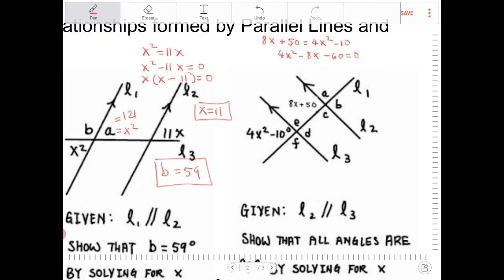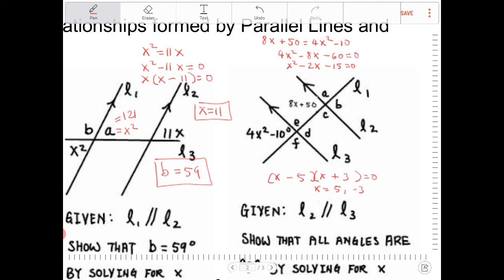I'm going to divide everything by 4. What I'm going to be left with is x squared minus 2x minus 15 is equal to 0. And here, I am going to factor. What two numbers multiply to negative 15 but add to negative 2? Well, the combination is x minus 5 and x plus 3 is equal to 0. So therefore, x will equal 5 or negative 3.